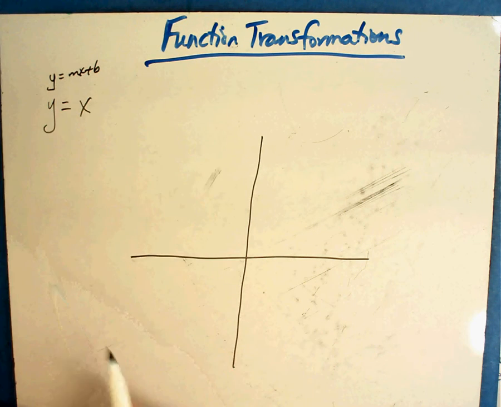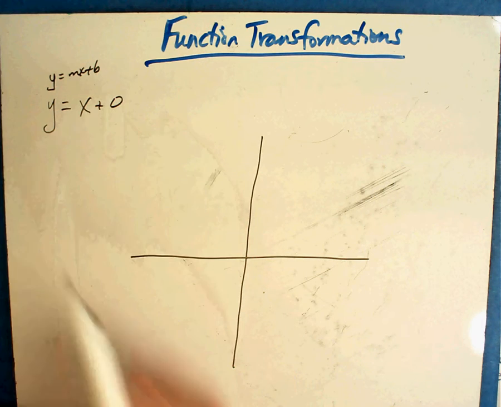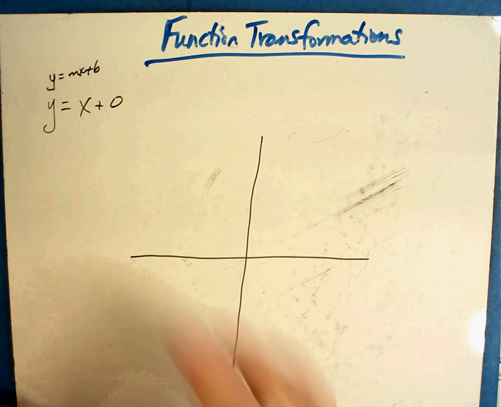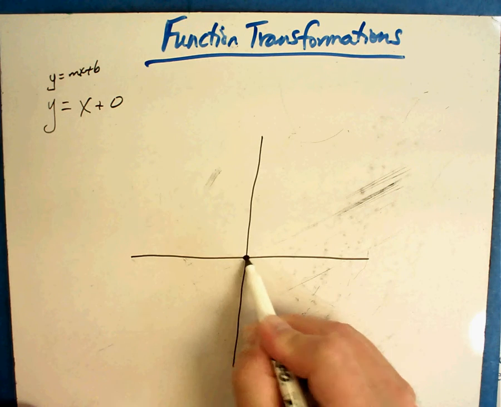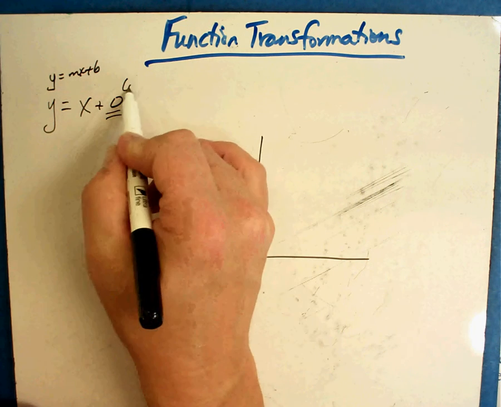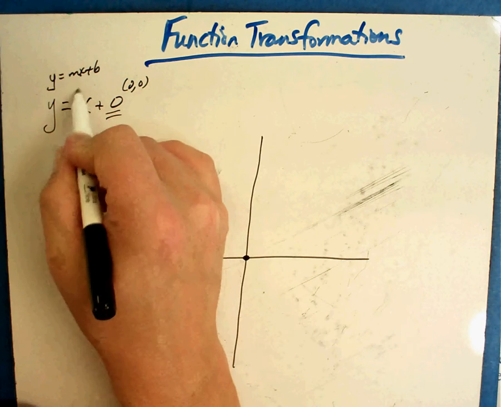Well, this is a very simple one. It would be the same as saying x plus 0. They don't have to write the 0. So the point where I'm going to hit the y-axis is 0, 0, and my slope is a 1.